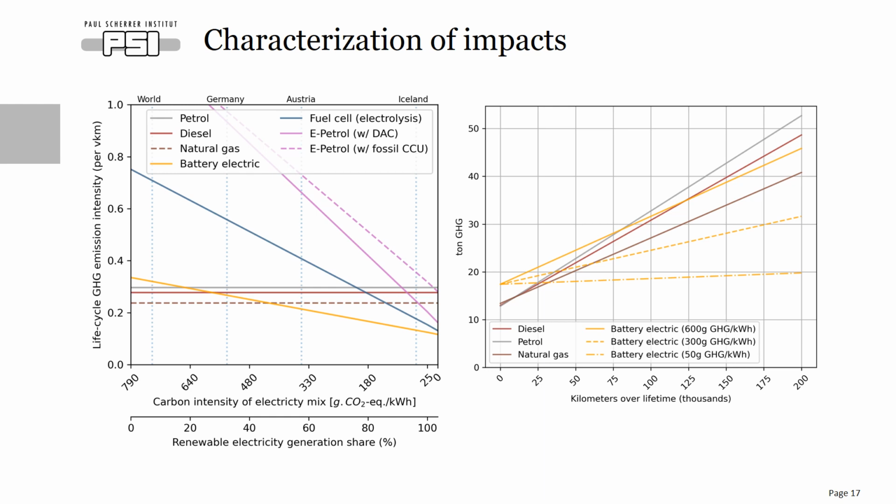Now, the yellow curve that represents the battery electric vehicle crosses the petrol vehicle curve with an electricity at 600 grams of greenhouse gas emissions per kilowatt hour after around kilometer 80,000. This break-even point is obviously shortened down to around 40,000 and 30,000 if we use an electricity mix with a carbon intensity of 300 grams and 50 grams of greenhouse gas emissions per kilowatt hour, respectively.